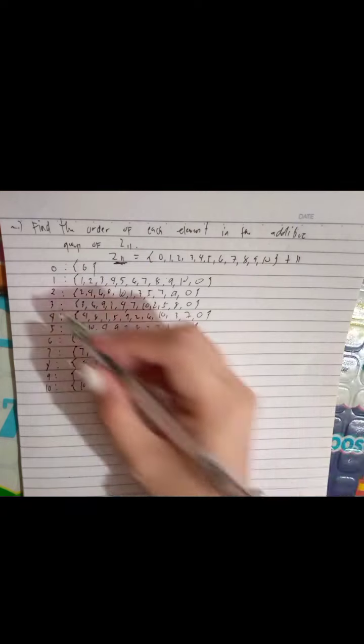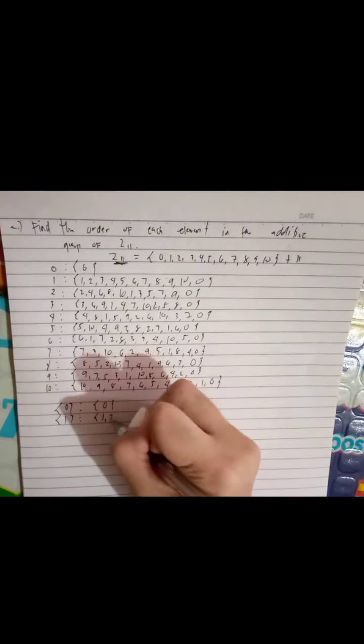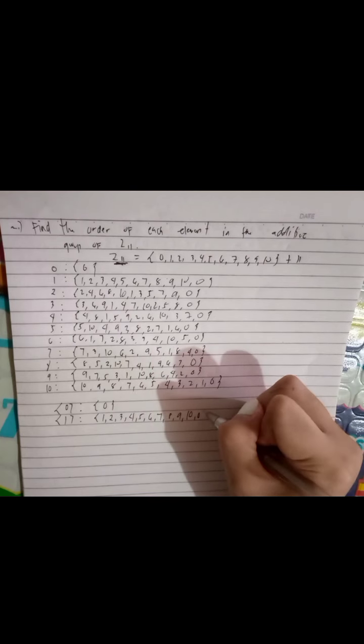So, ang next naman na gagawin is i-generate lang natin to sa order of each element. So, we have order of 0 generates into 0. Order of 1 generates to 1, 2, 3, 4, 5, 6, 7, 8, 9, 10, and 0. Order element of 2 generates to 2, 4, 6, 8, 10, 1, 3, 5, 7, 9, and 0.